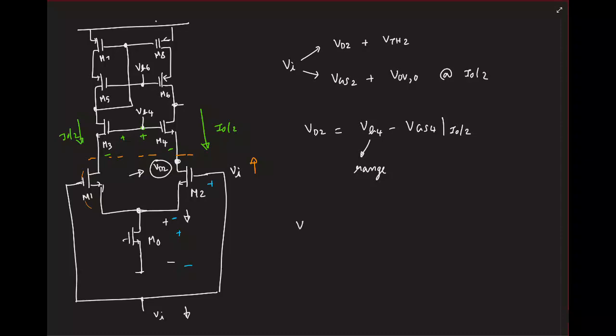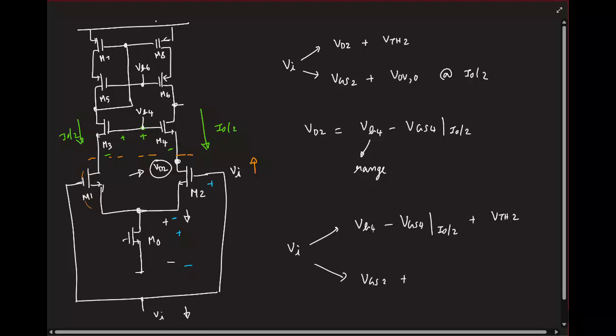So let me write it finally. The maximum Vi you will have at the upper side is VB4 minus VGS4 at a current I naught by 2 plus a threshold voltage. At the lower end, it is determined by this guy. So let me write explicitly.